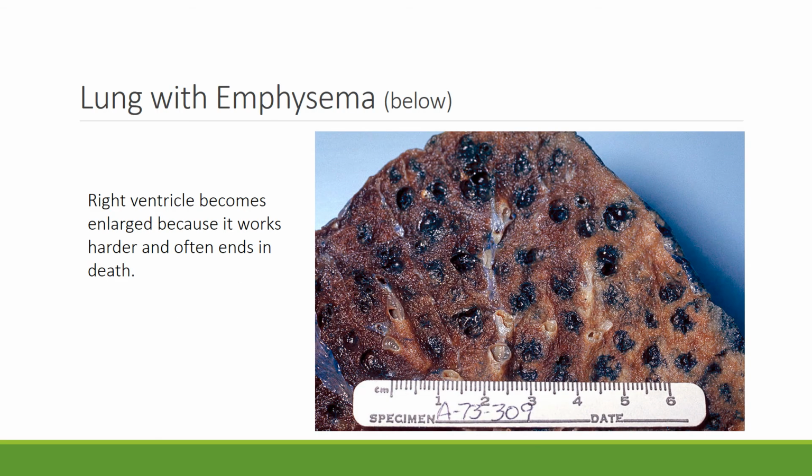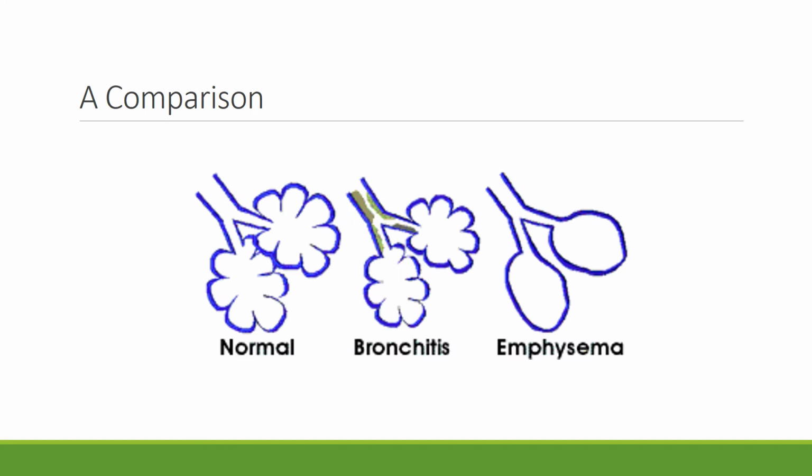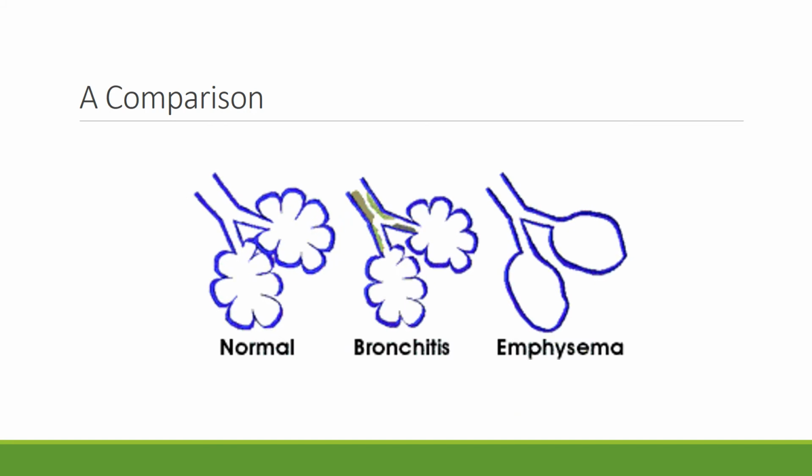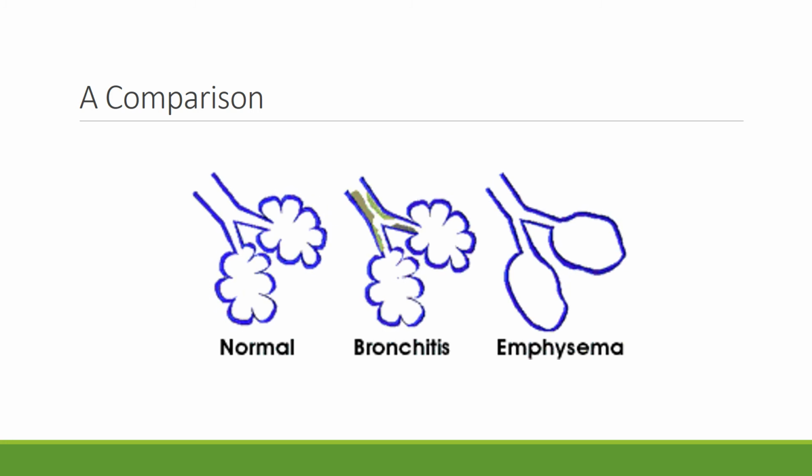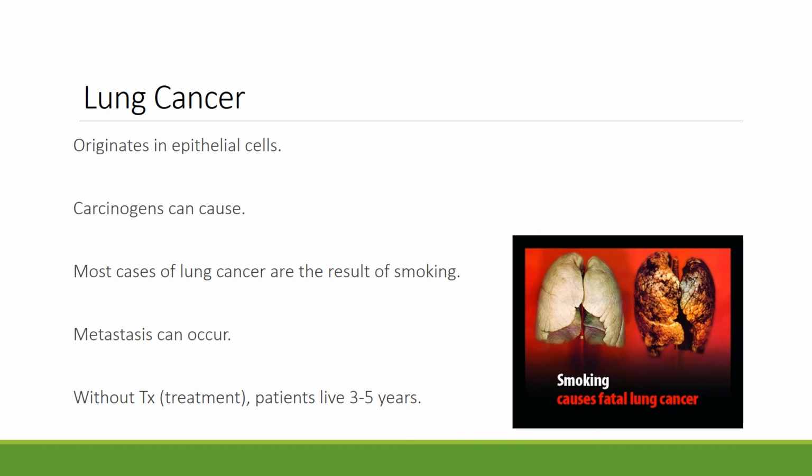Emphysema can last for years or for a lifetime. You can see the lung of someone who has emphysema in the picture below. The right ventricle of those with emphysema becomes enlarged because it has to work harder and often results in death. This diagram shows you a comparison of someone with normal alveoli in their lungs, someone with bronchitis, and someone with emphysema. Lung cancer claims more lives than colon, prostate, and breast cancers combined.